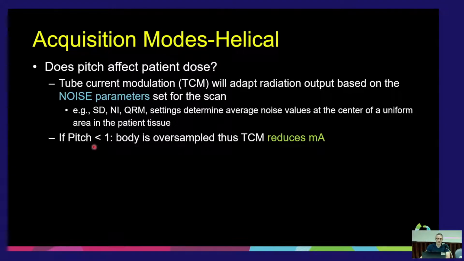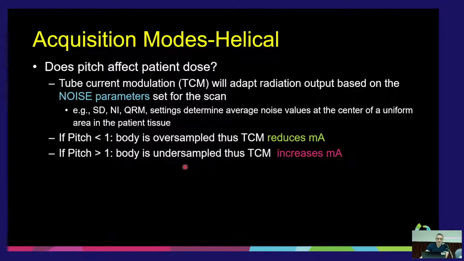So if we have a pitch of less than 1, we know that the body is being oversampled because for every location along the body, the scanner is actually spinning over it more than once. And so we know if it's going to expose, say, anteriorly more than once, we don't need as much radiation over that range. So as pitch is less than 1, the tube current modulation is reduced.